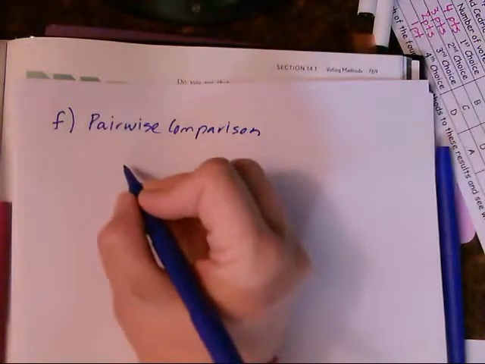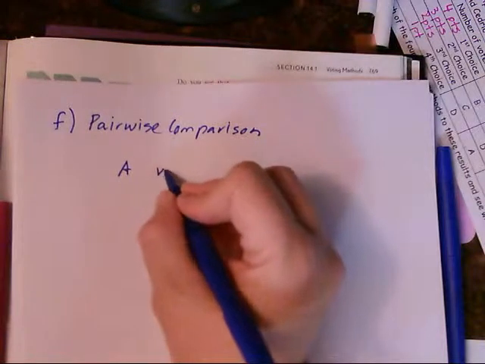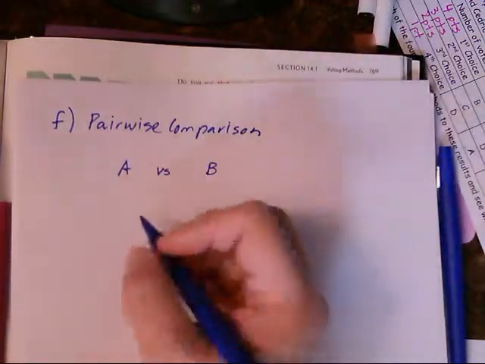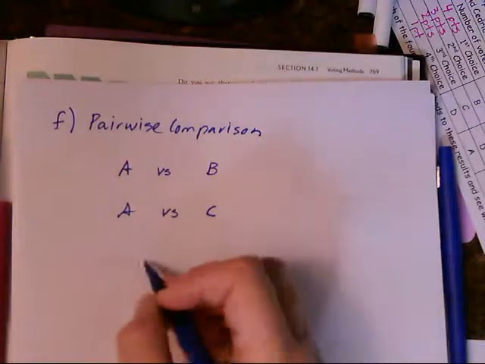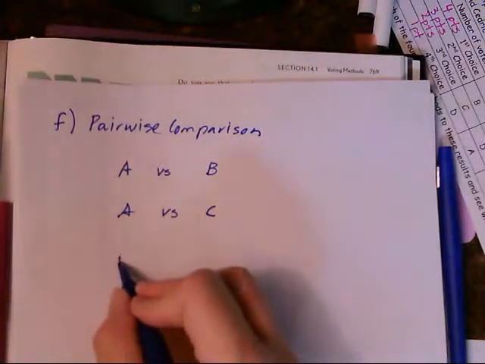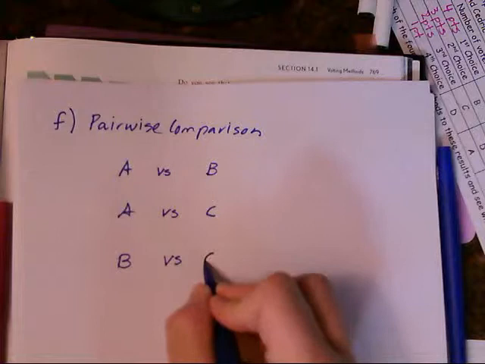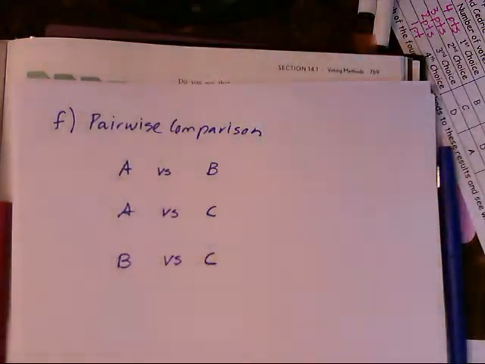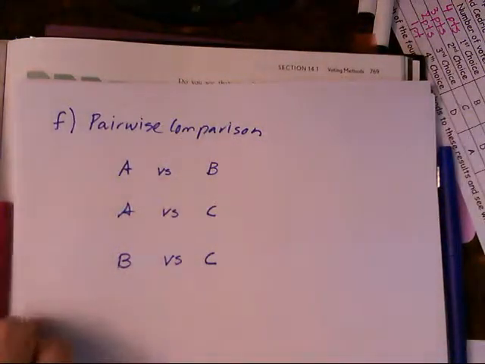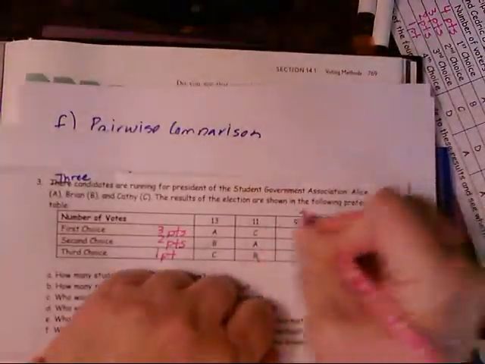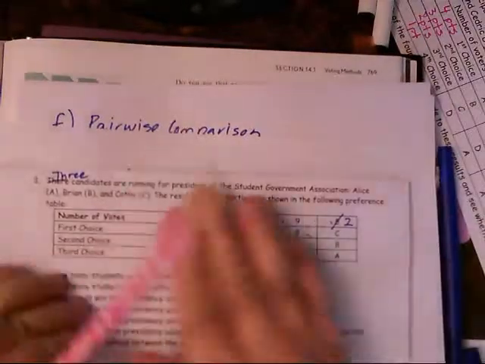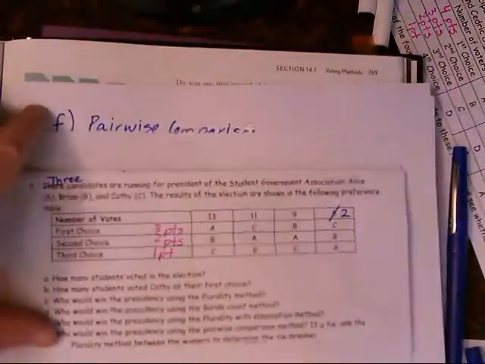So we have to think about the pairs. We have to compare A versus B. We have to compare A versus C, and again leave blank lines to do your calculations. And then we still have to compare B and C. Each person needs compared with everyone else once and only once. So here we go back to the chart. And I now need to erase the eliminated because we're not using that method now.